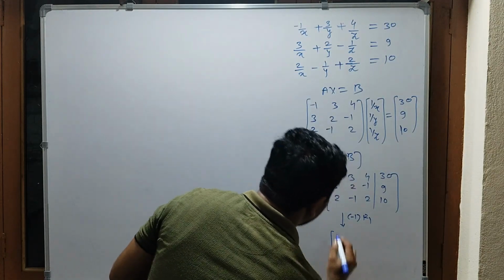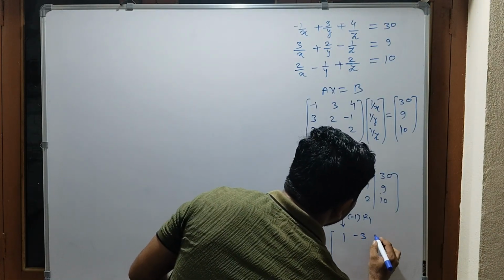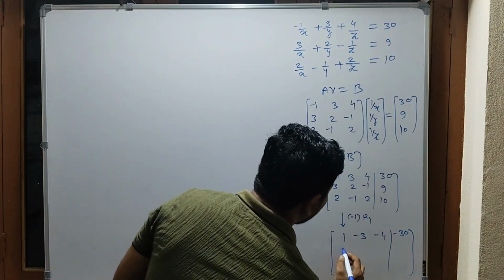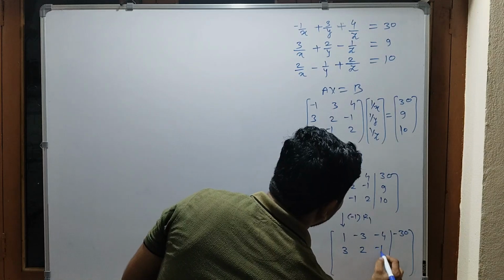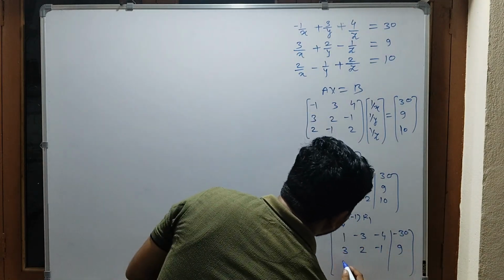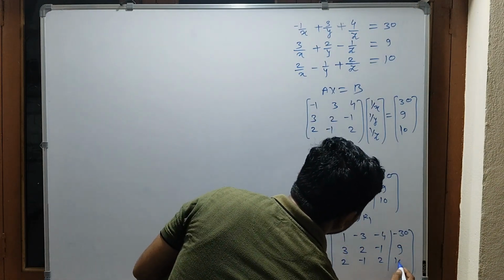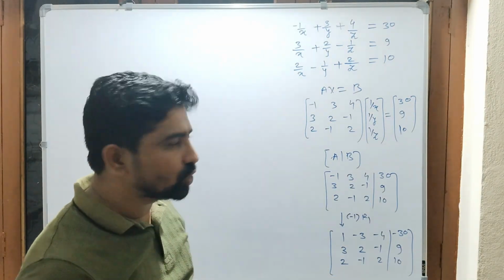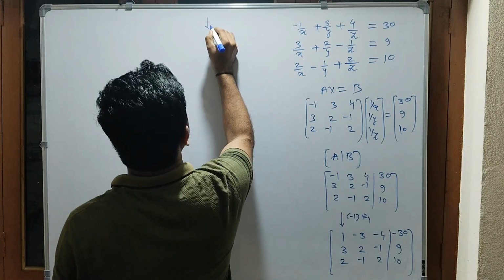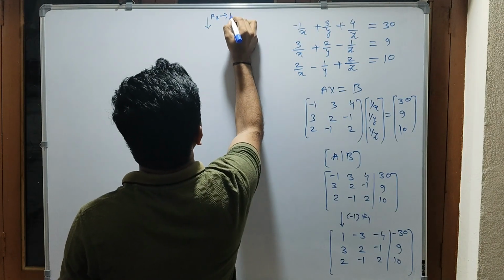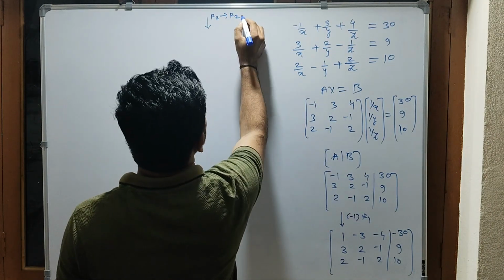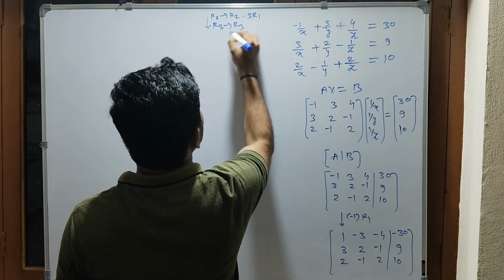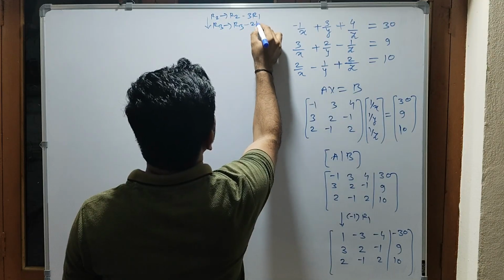Here I get the resultant matrix as 1, minus 3, minus 4, minus 30. The second row is as it is: 3, 2, minus 1, 9. The third row is as it is: 2, minus 1, 2, 10. Now this is my 1. I want to convert this 3 and 2 into 0. Here I am applying the elementary row operations: R2 changes to R2 minus 3 times R1, and R3 changes to R3 minus 2 times R1.